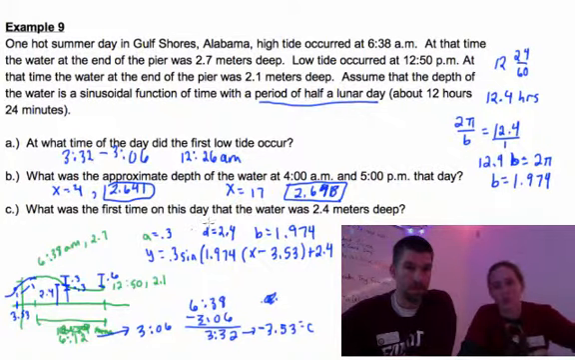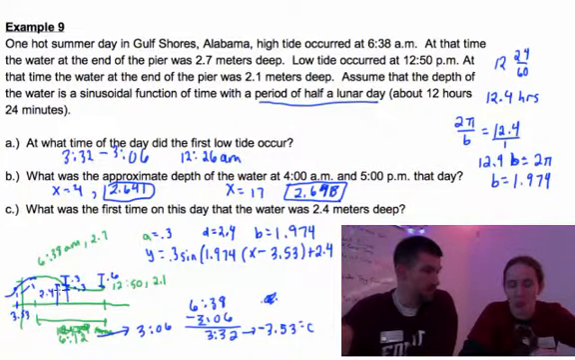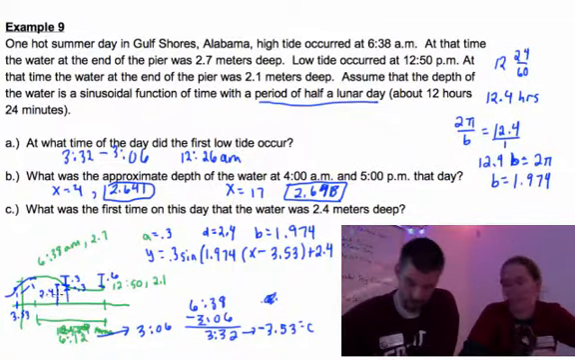When was the first time on this day that the water was 2.4 meters deep? Well, that's kind of a tricky question. What you can do is actually graph this, and then we could also graph y equals 2.4 and find an intersection. Yeah, hey, that's brilliant. So let me just graph that on mine real quick and let's see here.